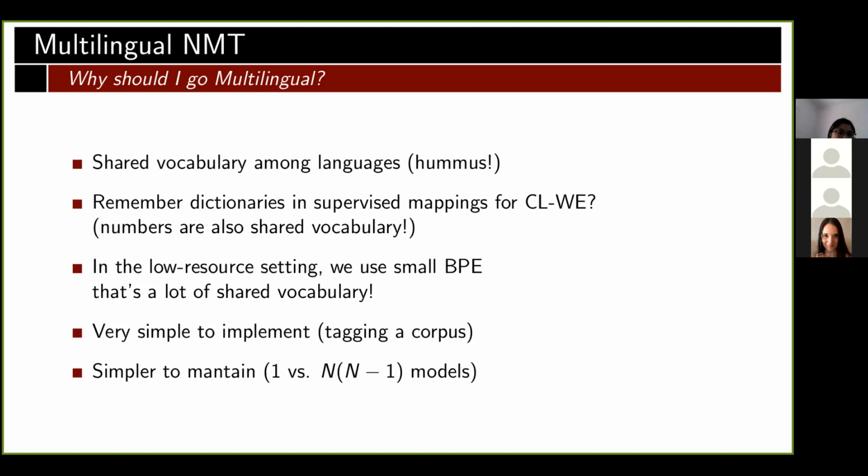Another motivation to use it, I mean, why not? It's really very simple to implement. I don't need to do anything. I don't need to check if it performs better or not than the bilingual counterpart. And also, from a practical point of view, if you need to translate among 10 languages and you train one multilingual system, you only need to worry about one system. So you only need to maintain one and do all the translation with that system. Otherwise, you will need to keep and maintain all the n times n-1 models that you would need to generate.